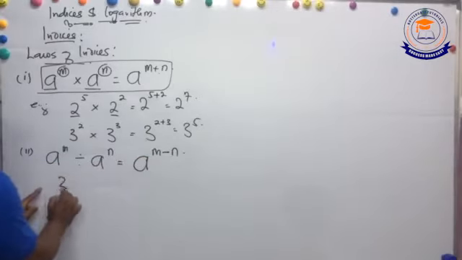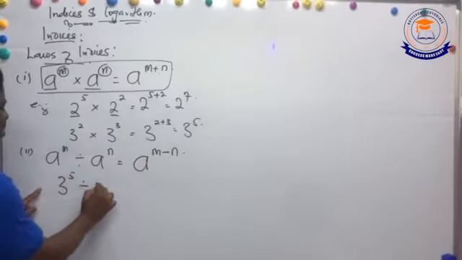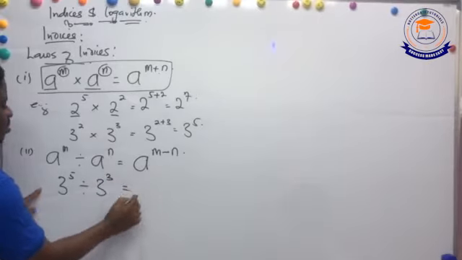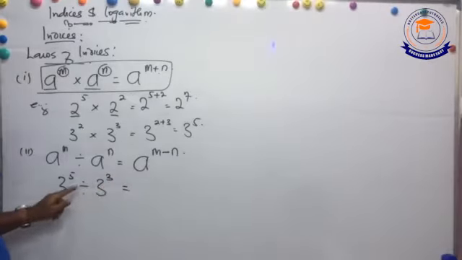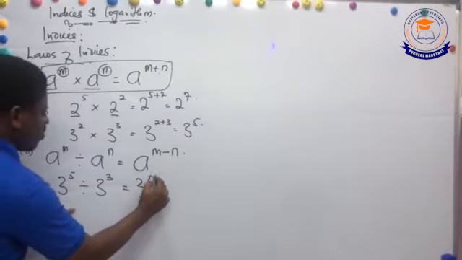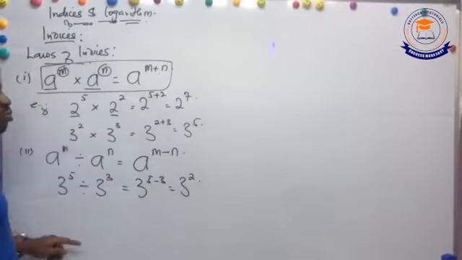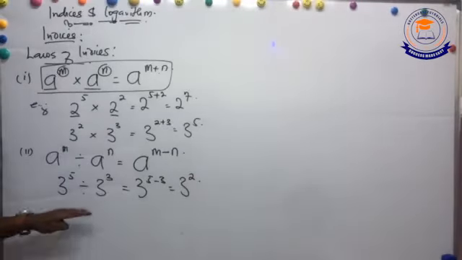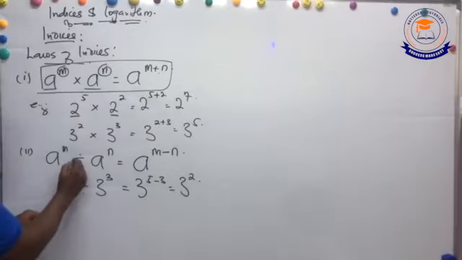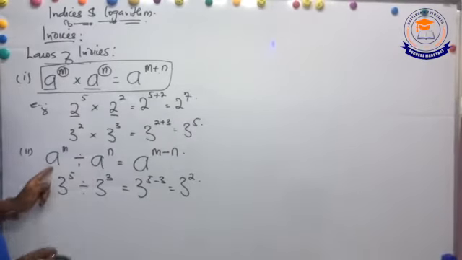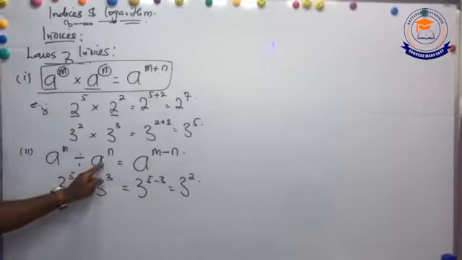Take for example, 3 raised to the power of 5 divided by 3 raised to the power of 3. What does that mean? It will be 3 raised to the power of 5 minus 3, which is 3 raised to the power of 2. This is the second law of indices, that when you are dividing, you subtract the powers, provided the base is the same.